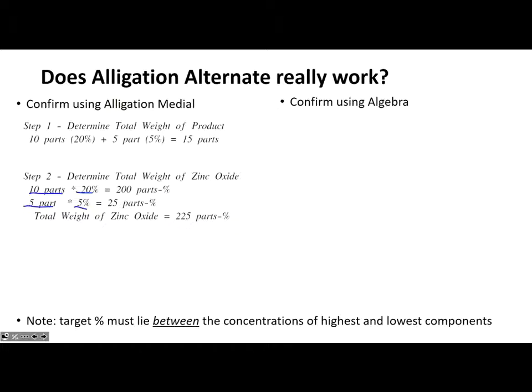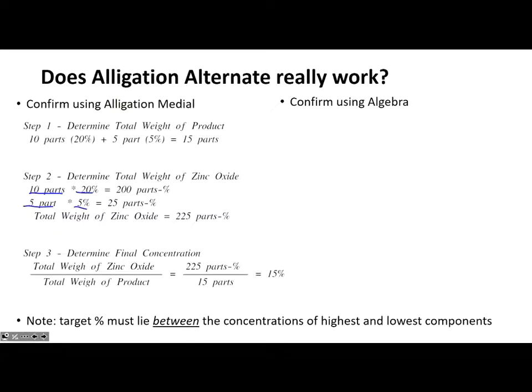Then to get the total zinc oxide, all you have to do is add them up. Now these have the same units, so 200 parts percent plus 25 parts percent is how much? 225 parts percent. All right? That's how you would express the total amount of zinc oxide in your formulation. The last step was to take the amount in your formulation, so remember the total amount of drug, which we said was this, divided by the total amount of the product down here, and just divide it out.